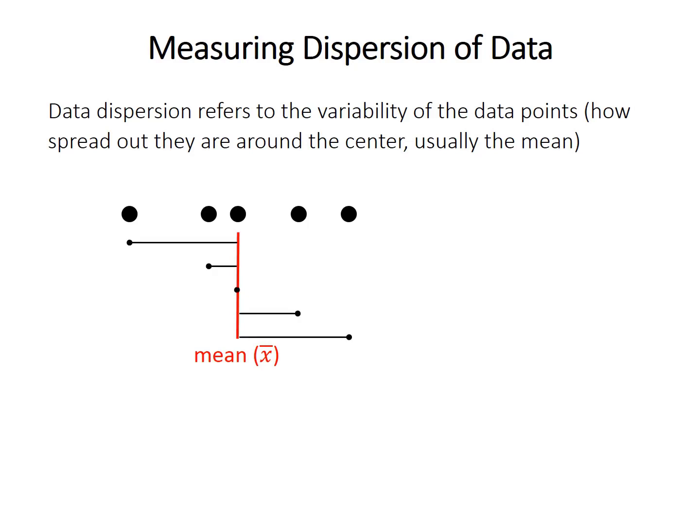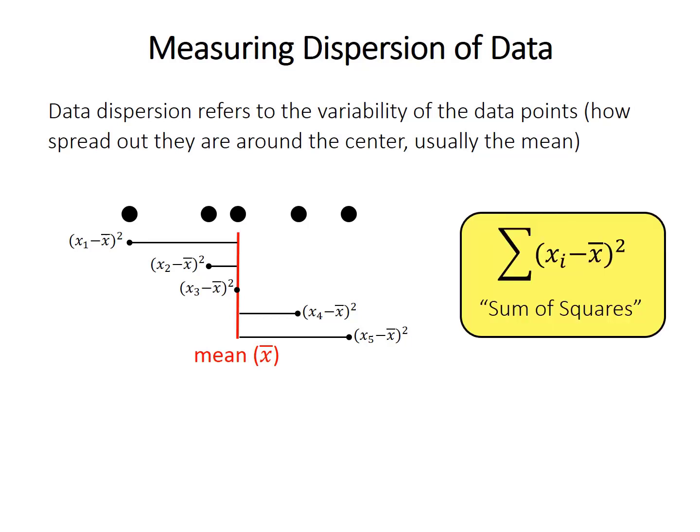Because points that are smaller than the mean will have a negative distance, they'll tend to cancel out the points that are larger than the mean. So to get around that, we square those distances. This will convert the negative distances into positive numbers. This is then added up to give us something called the sum of squares. And the sum of squares is an extremely widespread way of measuring dispersion. You'll definitely see it later on in this course as well.